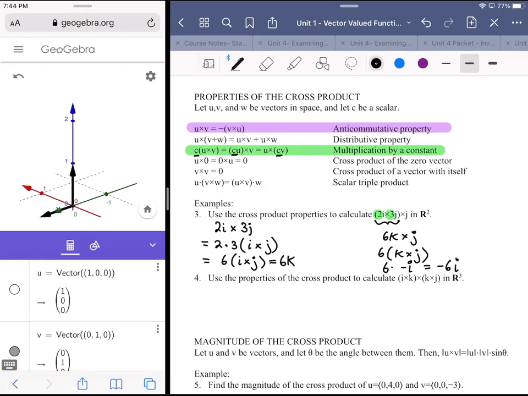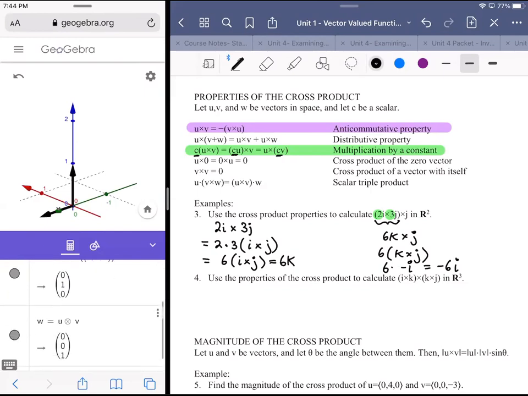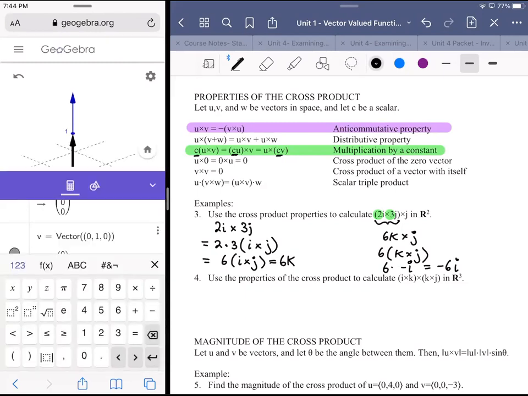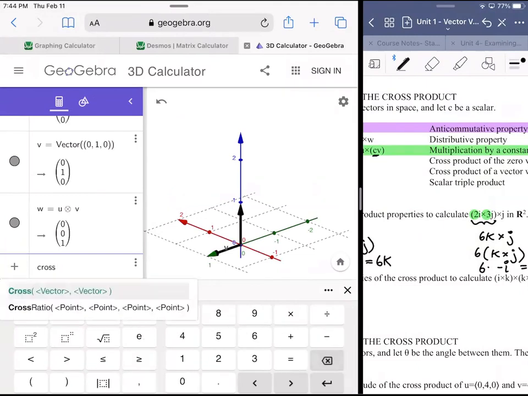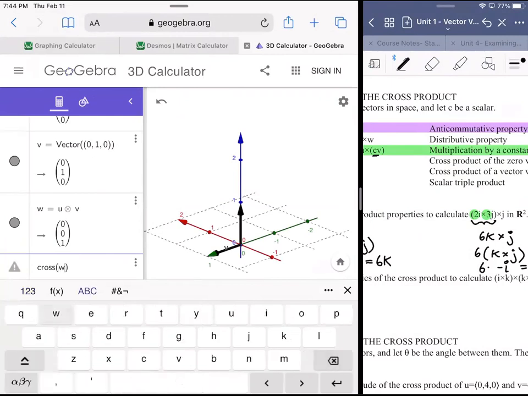But you can verify that in GeoGebra. Actually, that's right this time. Because what I'd be saying is K crossed with J. So if I know that W represents K, then I can cross W with V. And it gives me negative 1, 0, 0, which is the negative I vector, right?